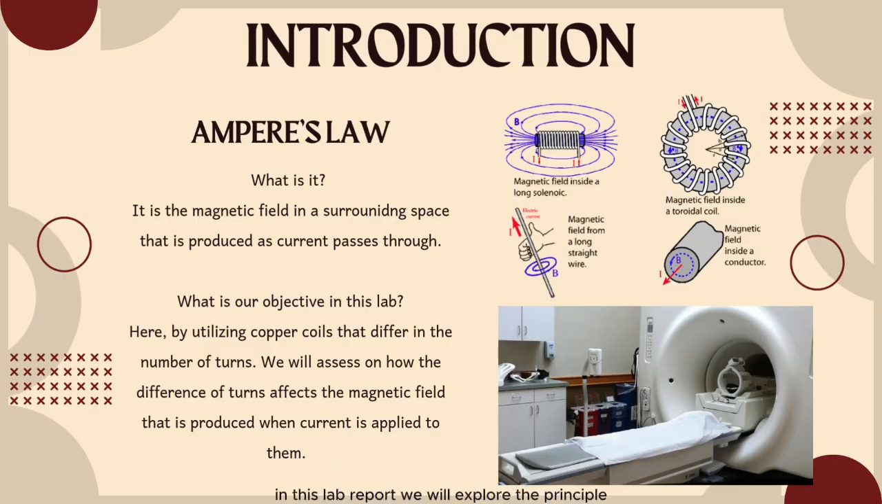In this lab report, we will explore the principle known as Ampere's principle, which capitalizes on the fundamentals of electromagnetism. Ampere's law relates the magnitude of the magnetic field in the space around a wire to the electric current that produces it. This is achieved simply by utilizing copper wires in a series of turns, which will amplify and produce a magnetic field.